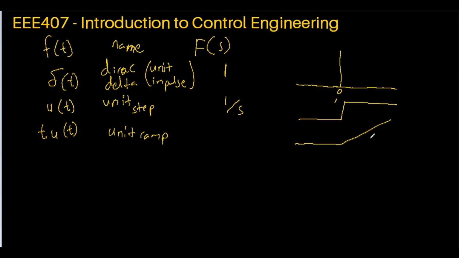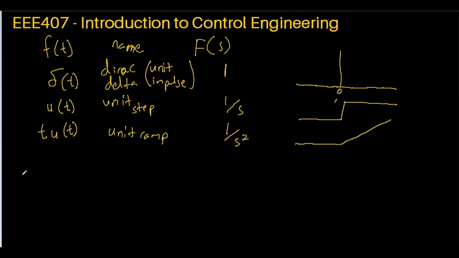The differential of this graph is simply 1, so it rises at a rate of 1 unit amplitude per time. So if you check this out, when t is equal to 1, the amplitude will be 1. When t is equal to 2, amplitude will be 2, like that. Okay, so it rises continuously. So this is a unit ramp function. The Laplace transform for this is 1 over s squared.